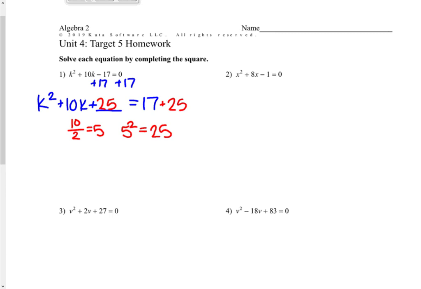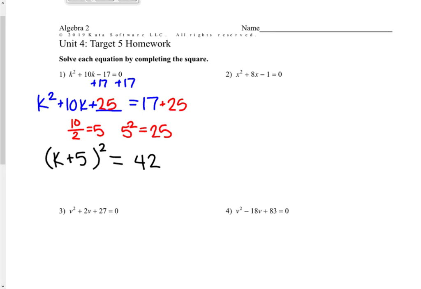Now I can rewrite it as my big square or my binomial squared. So I'm going to have my parentheses squared in order to get the area of it, because we're doing base times height or length times width. My variable, which is k, my middle term divided by 2, which was 5. That gives me the length of one of those sides. Equals, on the right-hand side, we have 25 plus 17. So our total area now is 42. We've completed the square or rewritten the equation for the area of the square.